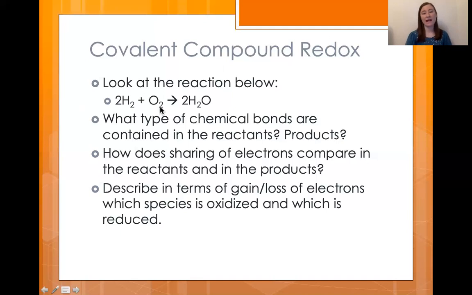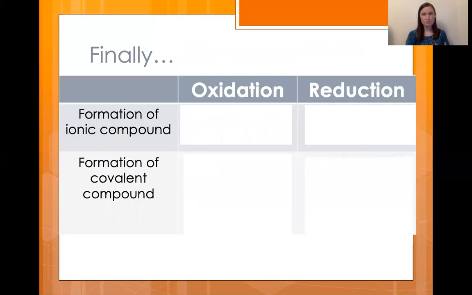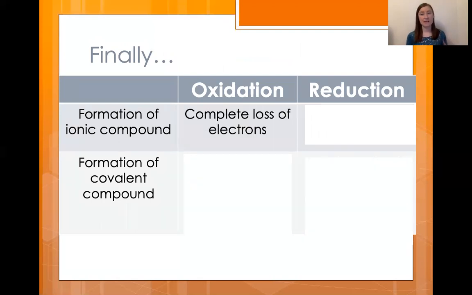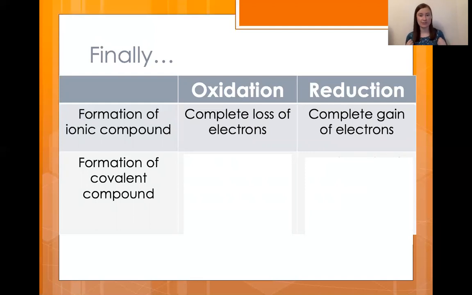So this reaction still counts as a redox reaction, even though nothing has completely gained or completely lost an electron. So reactions that involve forming covalent bonds can also be redox reactions. If we want to summarize this, if we're forming an ionic compound, then the element that's oxidized completely loses its electrons, and the element that's reduced completely gains electrons.